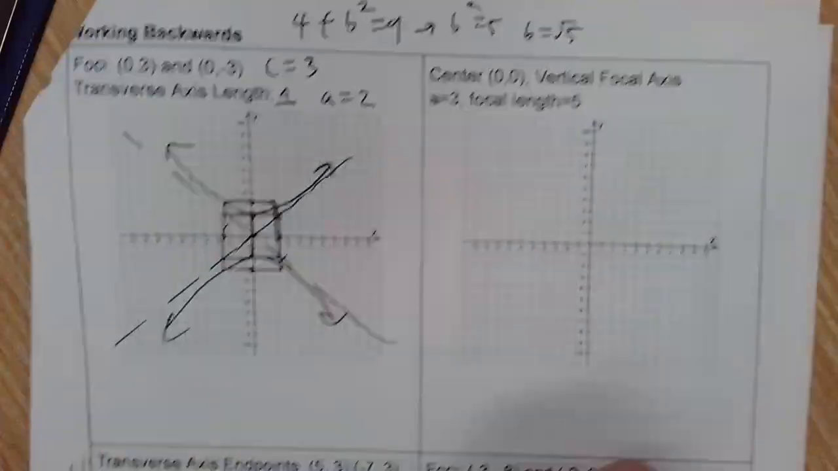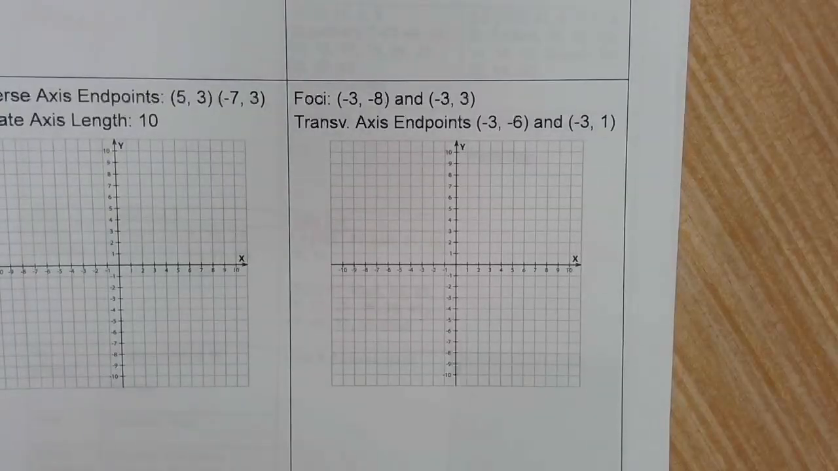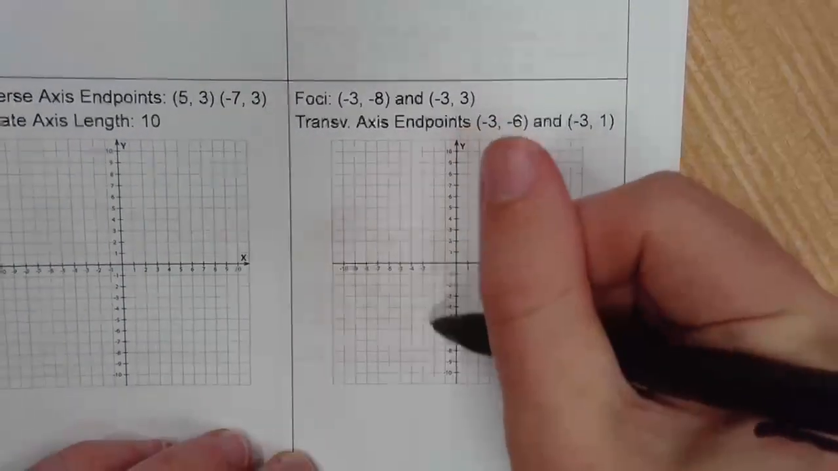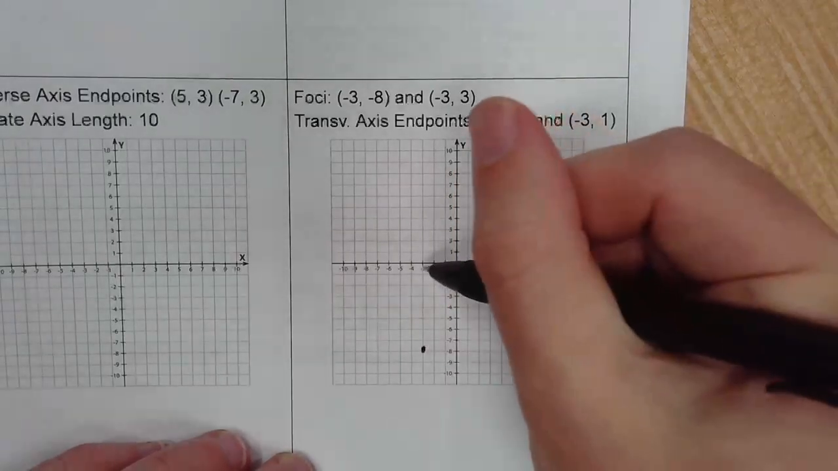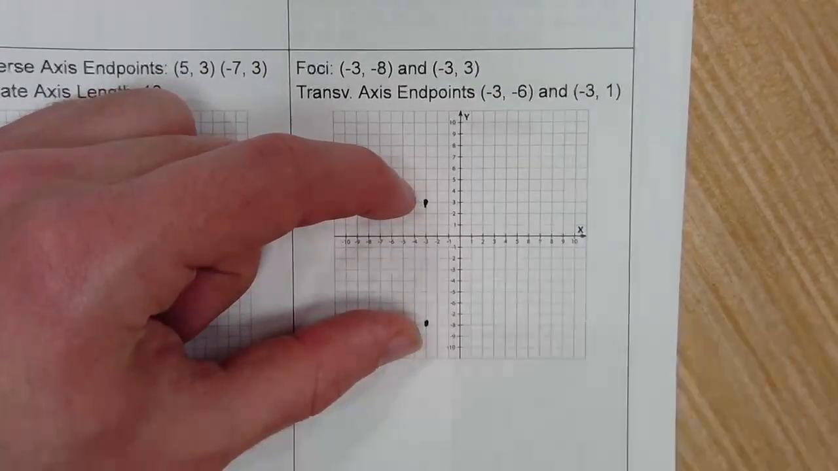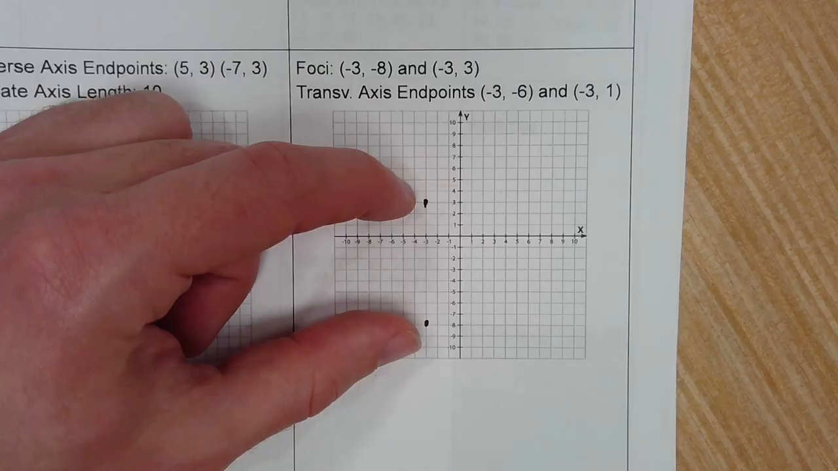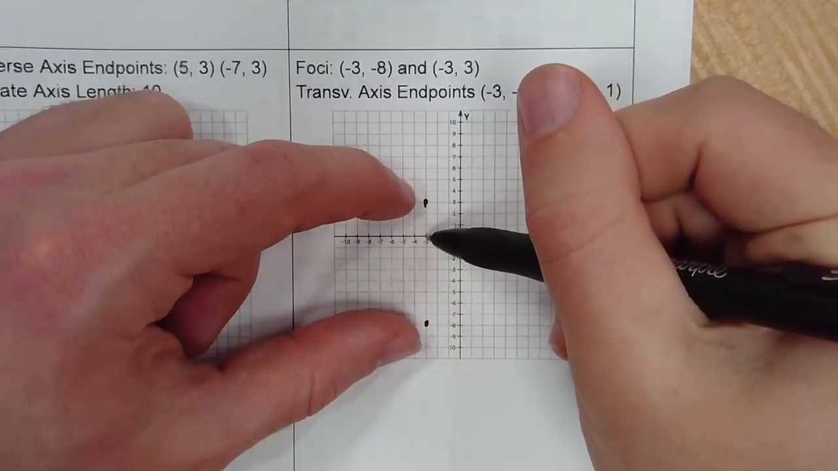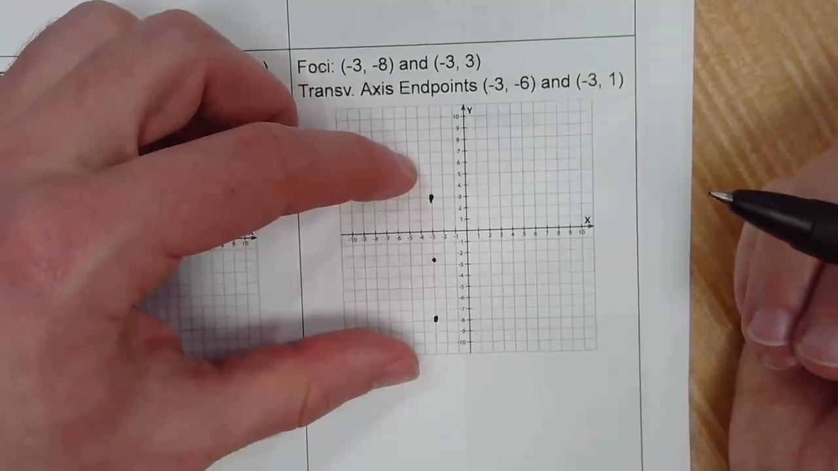Let's do something different. Let's do this one down here. The foci are (-3, -8) and (-3, 3). We'll plot those. Remember, your center has got to be in the middle of these two. The distance between them is 11. So 11 over 2 is 5.5. So we're going to go 1, 2, 3, 4, 5, and a bit. This has got to be my center here, because it's got to be in the middle of the foci.